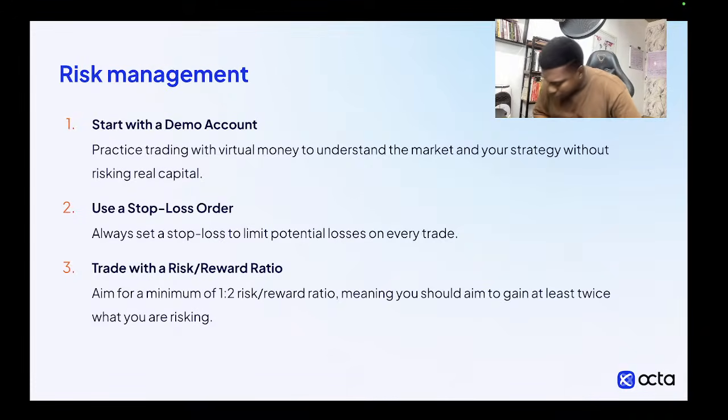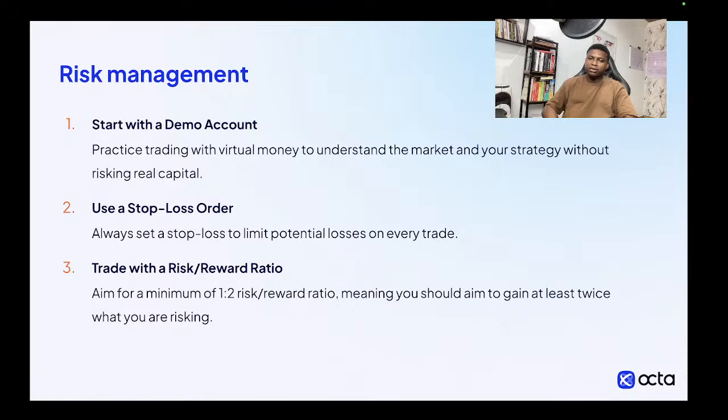Now I see that someone said I'm new to trading. So if you are new to trading, it's important that you start with a demo account. Practice trading with virtual money to understand the market and your strategy without risking real capital. Two, use a stop loss order. Always set a stop loss to limit potential losses on every trade. It is very, very important.